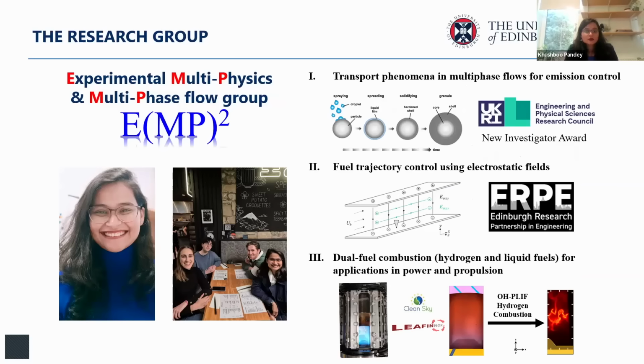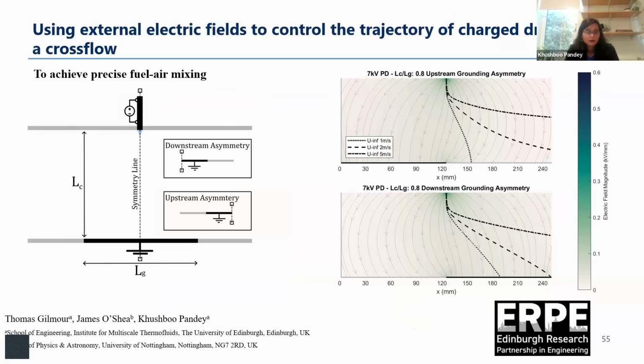Our research is mostly in three directions. One is transport phenomena in multi-phase flows for emission control, for which we have received a new investigator award. Second is fuel trajectory control using electrostatic fields. It is being conducted with ERP seed funds, and essentially we work on modulating liquid fuel trajectory using electrostatic atomization and external fields. And the third is the dual fuel combustion of hydrogen and liquid fuels for power and propulsion.